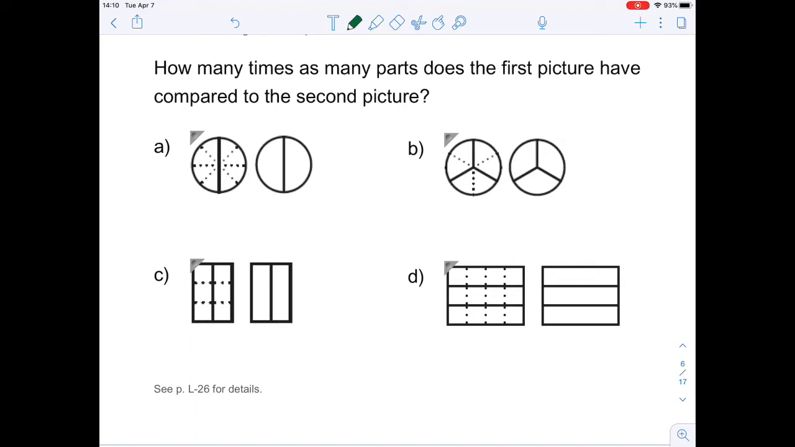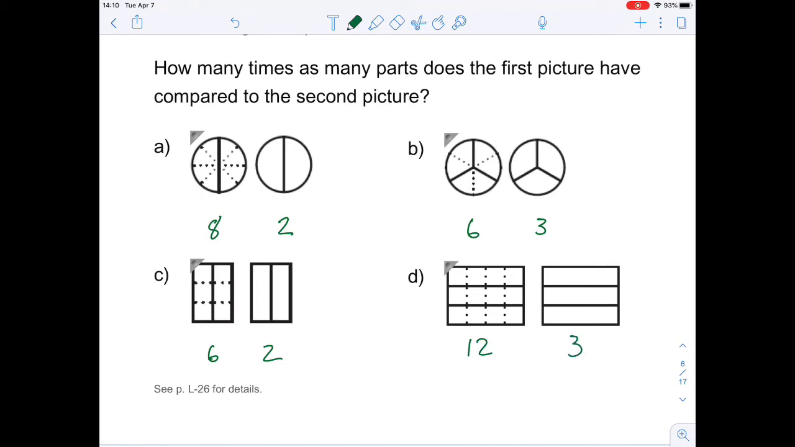So this circle here is first divided into 2, 4, 6, 8 pieces, and this one is only divided into 2. This one is divided into 6, and this one's divided into 3. This one is divided into 6, and this one into 2. And this one's divided into 12, and this one's only divided into 3.